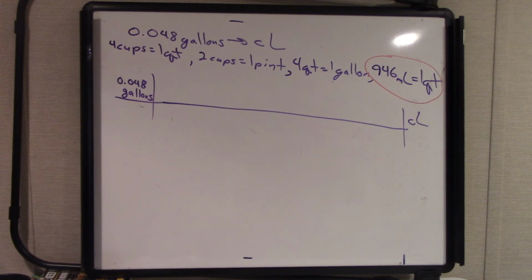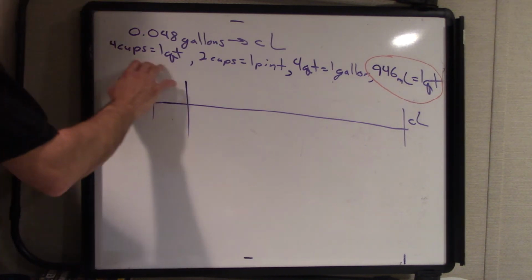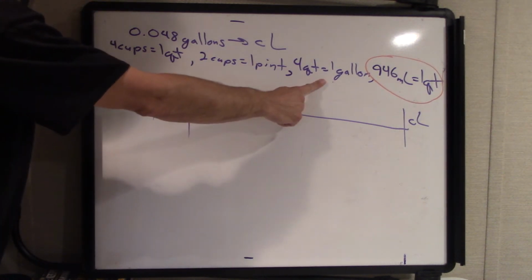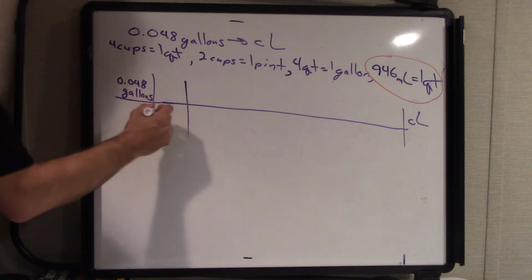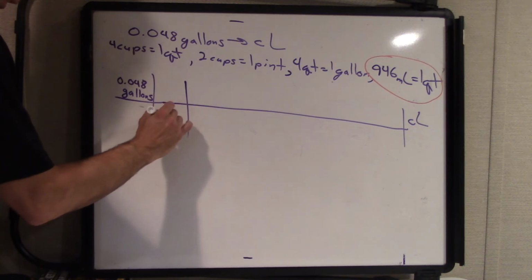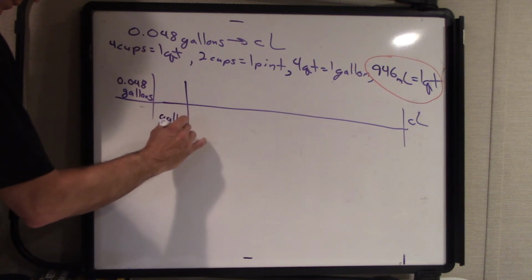So that kind of gives me a hint on where to start. I need to figure out, can I go from gallons to quarts? What do I have available that can do that? Well, I can actually do that in one step. 4 quarts equals 1 gallon. I want the gallons to go away, so they're going in the denominator.